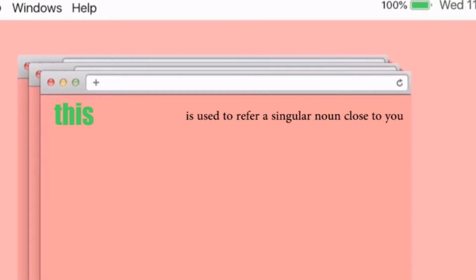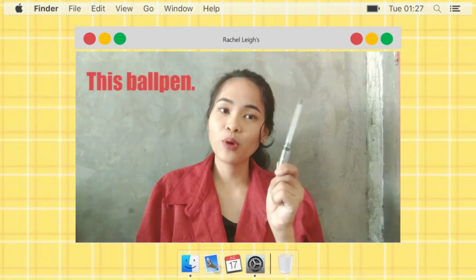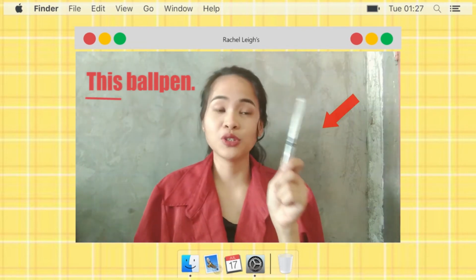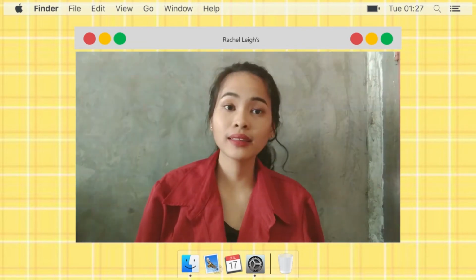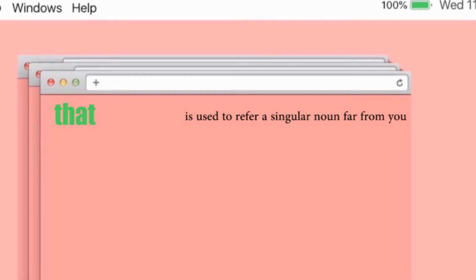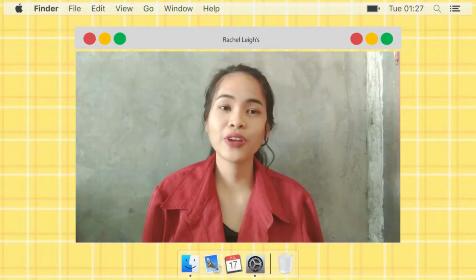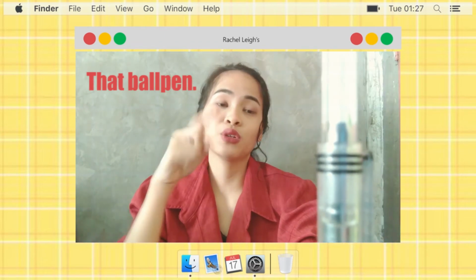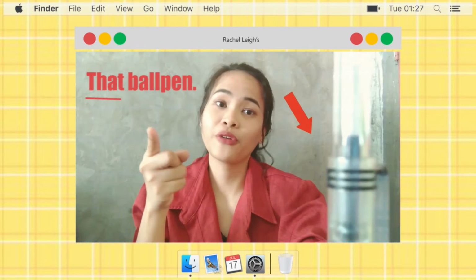This is used to refer to a single noun and is close to you. For example, this ball pen. Definitely, it is singular because it is only one and it is close to me. That is used to refer to a singular noun but far from you. For example, that ball pen. That, because it is only one and it is far from me.